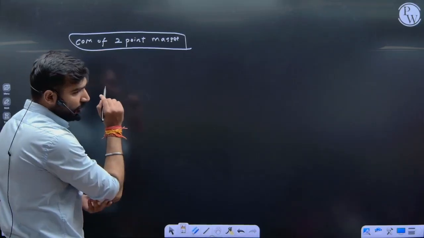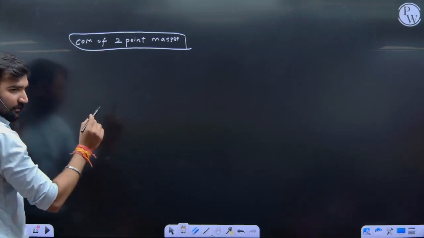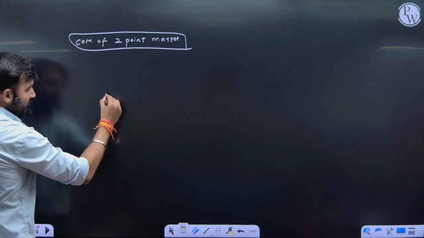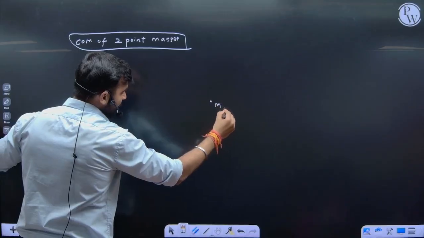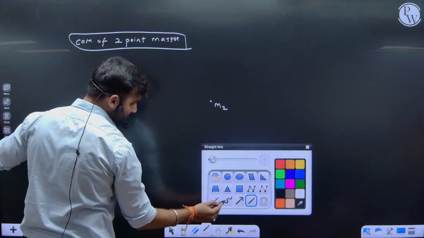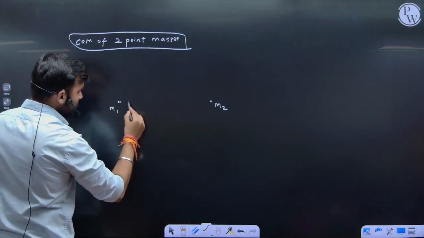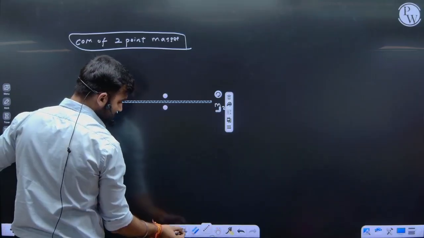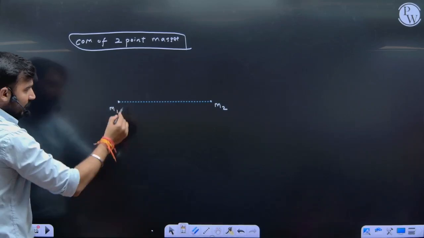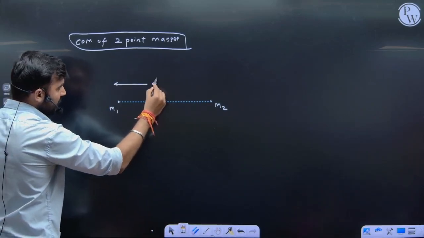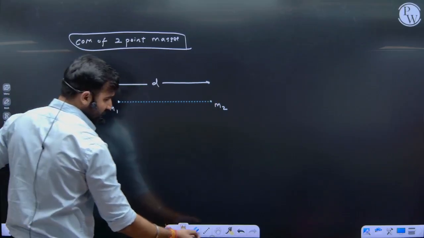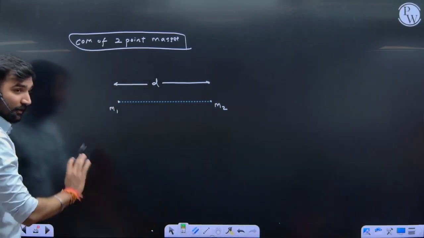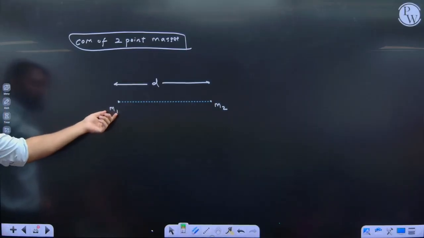Center of mass of 2 point masses. Sir, very easy. Everyone, please see. This is point mass m1. This is point mass m2. And it is given their separation is d. Now I am asking, where is the center of mass? Sir, very easy. Now nothing else I am giving. I am not giving the coordinates.